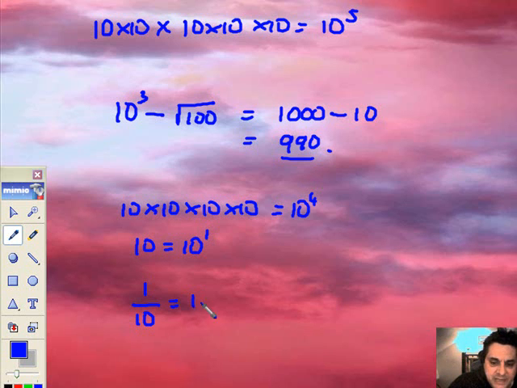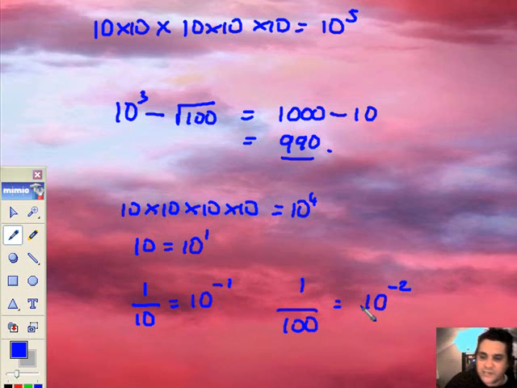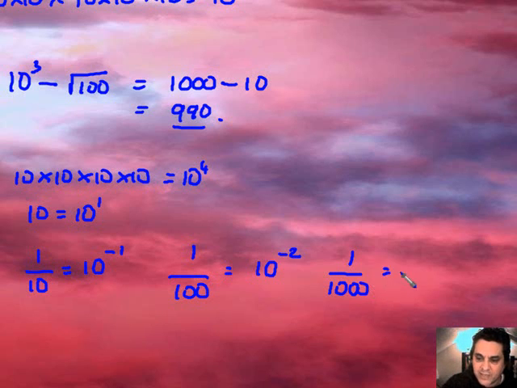1/10 is going to be 10 to the power of minus 1. 1 over 100 is going to be 10 to the power of minus 2. Again, I can prove this is true using sequences. Please note this is just a shorthand version of 1 over 100, 10 to the power of minus 2. That's not actually a minus 2, it is a shorthand way of writing 1 over 100. Similarly, 1 over 1000 is going to be 10 to the power of minus 3.